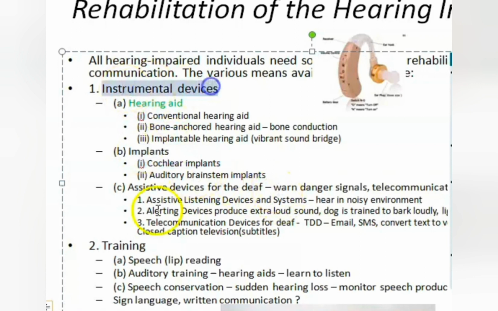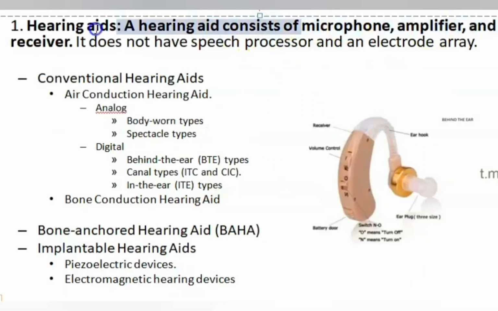And sometimes you can do some training, for example, lip reading. Rather than hearing, you do lip reading and communicate. Some people talk like normal fellows with the lip reading alone. They're so perfect in it. We have few in the deaf school in Paro. We can sometimes use sign language in order to communicate. So today we'll be discussing more about the instrumental device for rehabilitation.